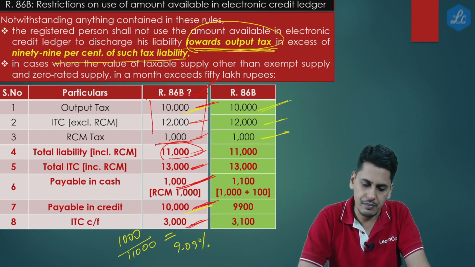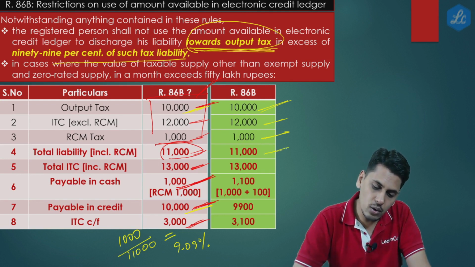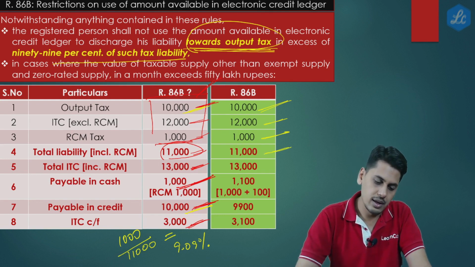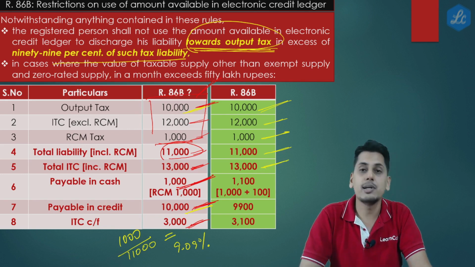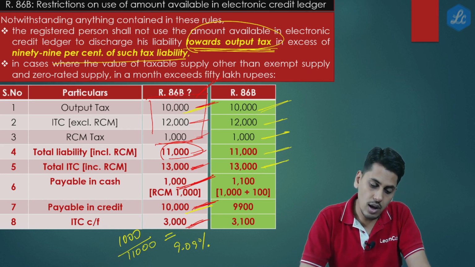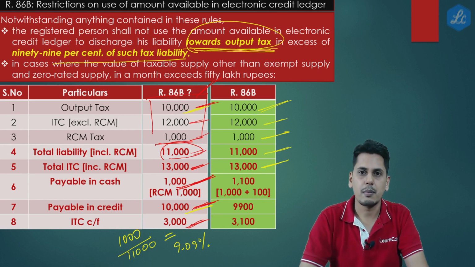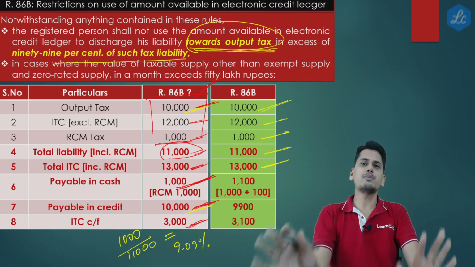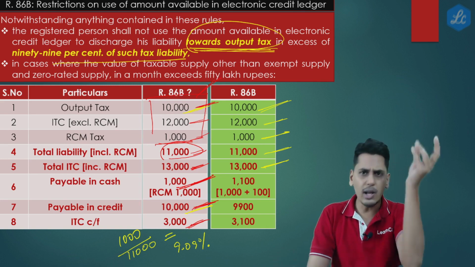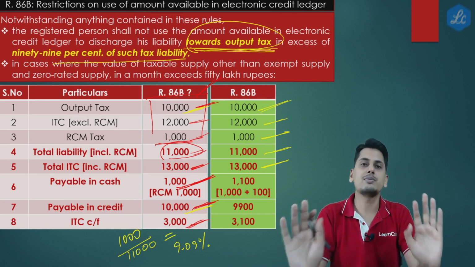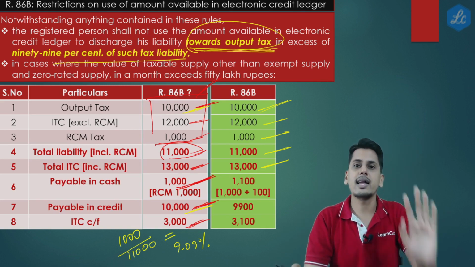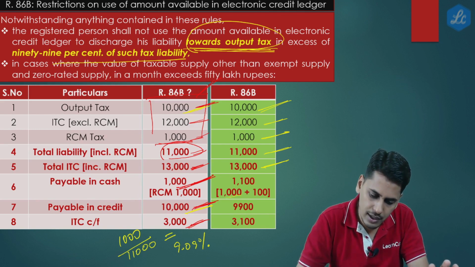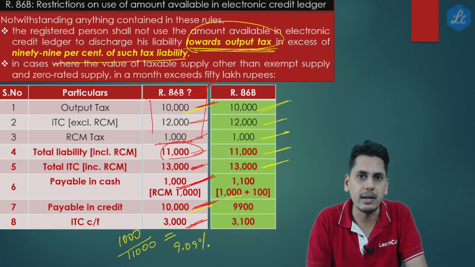The facts remain the same. Now, total liability including RCM is how much? 11,000. Total ITC including RCM is how much? 13,000. Now, how much is payable in cash? Friends, 1,000 is payable in cash. I already know it. Even without 86B, I know that 1,000 is payable through cash because 1,000 is RCM liability. So 1,000 I pay through cash, which is for RCM liability.